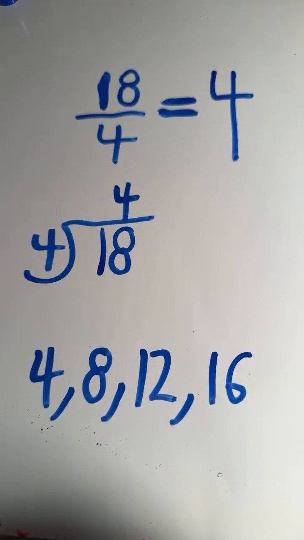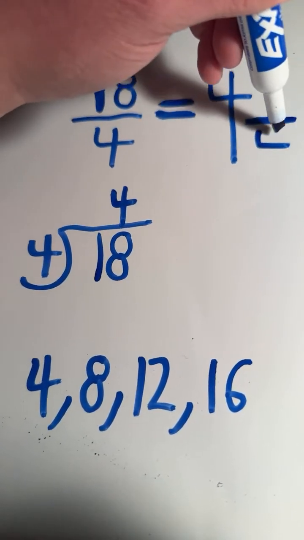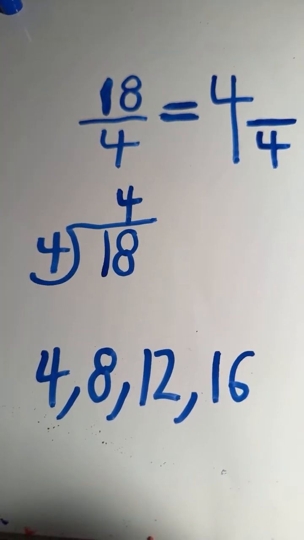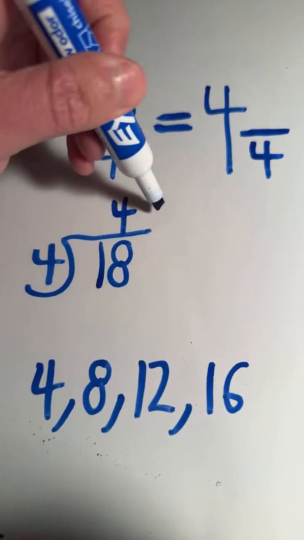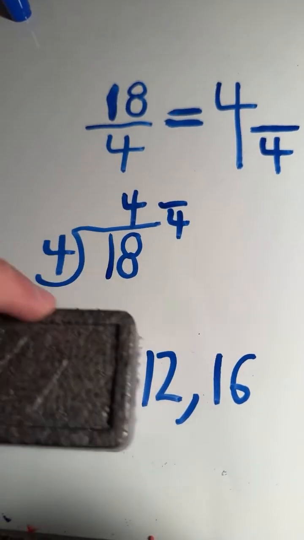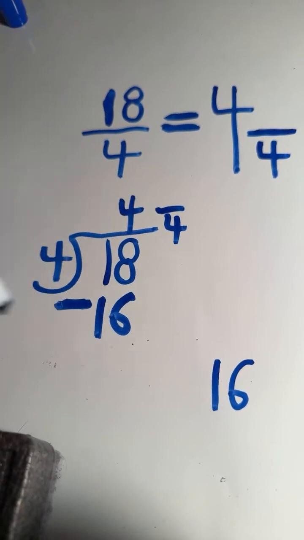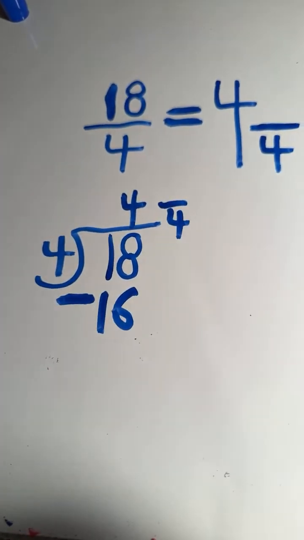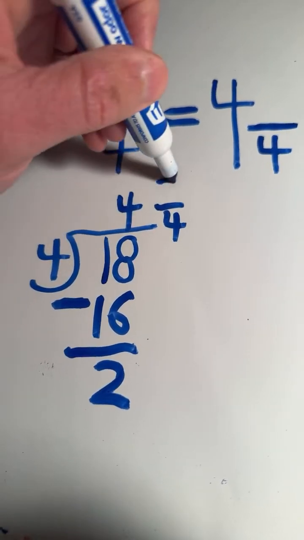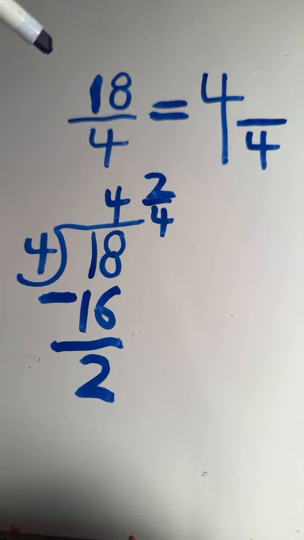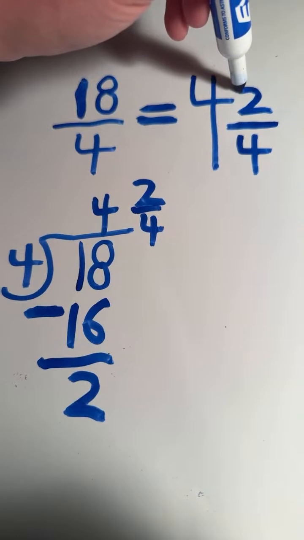Our denominator stays the same. Whatever the denominator is for the improper fraction, that's what it'll be for the mixed number. Now our remainder is our numerator. So to find our remainder, we have to subtract 16. 18 minus 16, because 16 was as close as we could get to 18 without passing it. So 18 minus 16 equals 2. So our remainder is 2. So 18/4 converted to a mixed number would be 4 2/4.